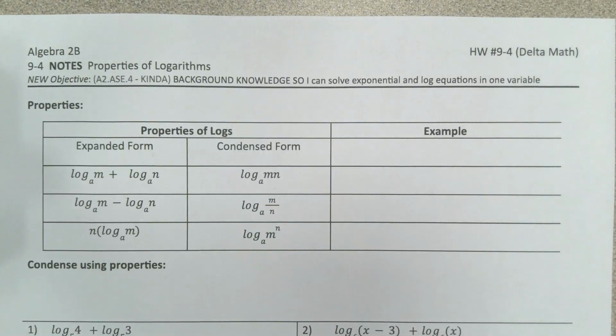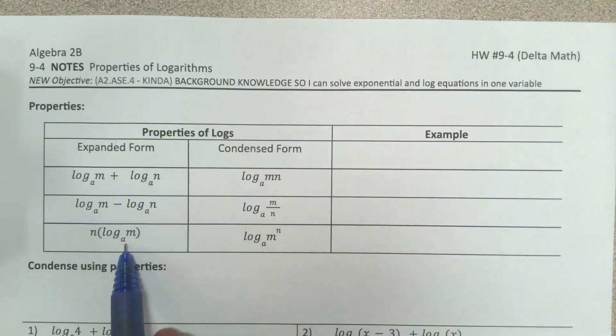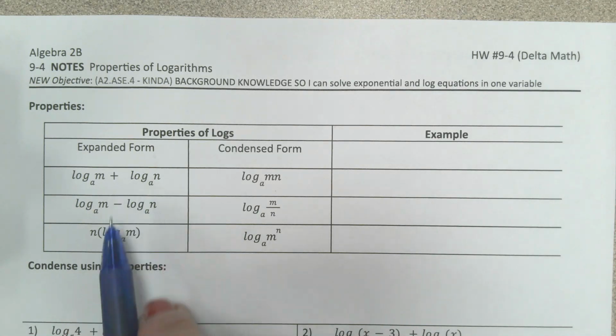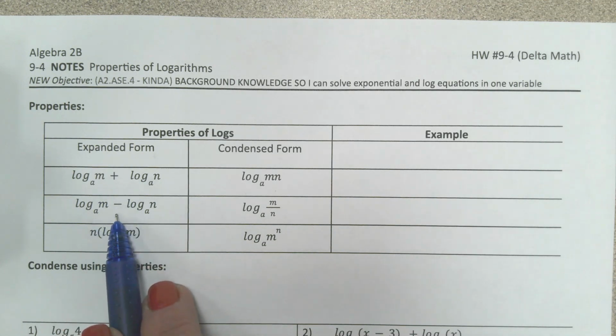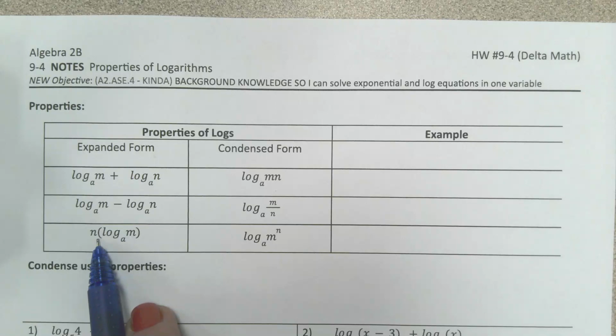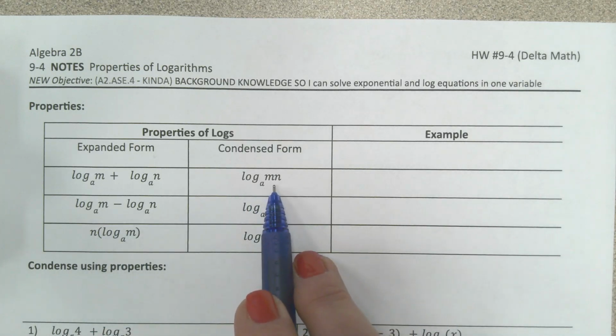Hey Algebra 2, today we're going to learn about properties of logarithms. In some forms, your logarithms will be in what we call expanded form. Expanded form means that you will be able to see addition or subtraction or multiplication happening. Before we can solve a logarithmic equation, they have to be fully condensed. So that's what we're going to learn today.